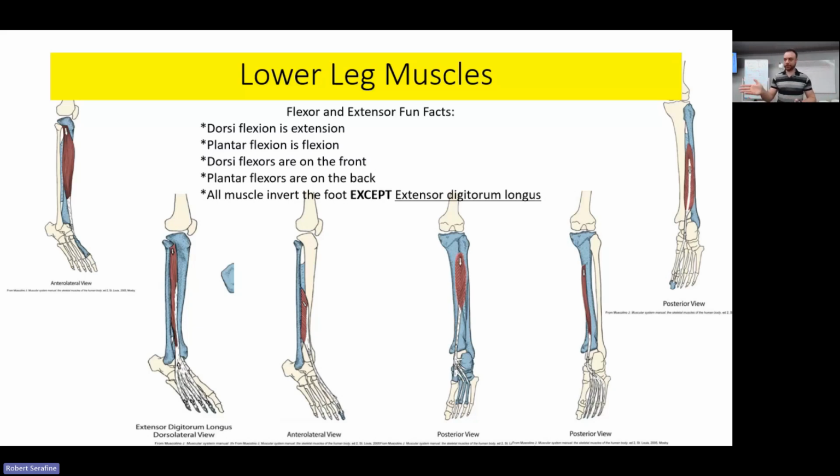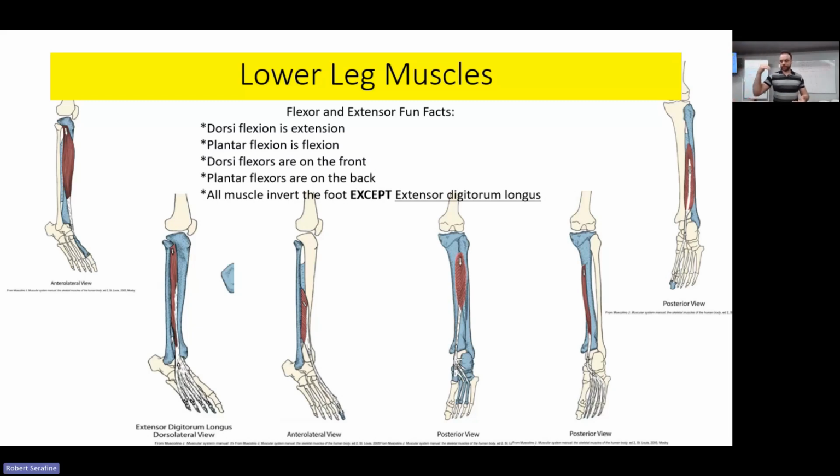And again, they follow similar rules. So dorsiflexors are on the anterior side and perform extension. That includes the first three: tibialis anterior, extensor digitorum, and extensor hallucis.